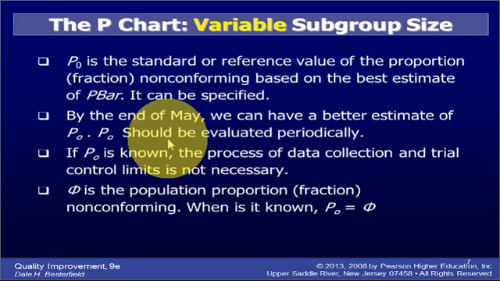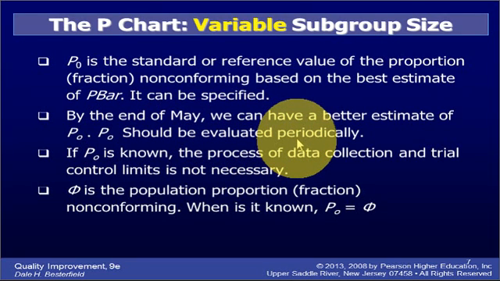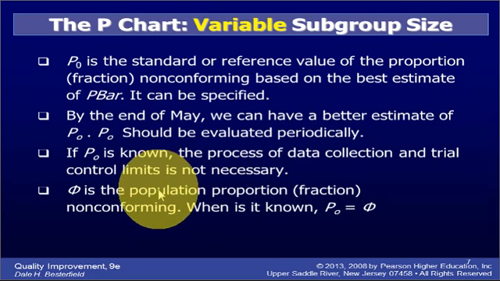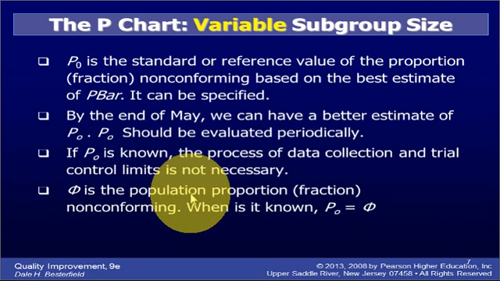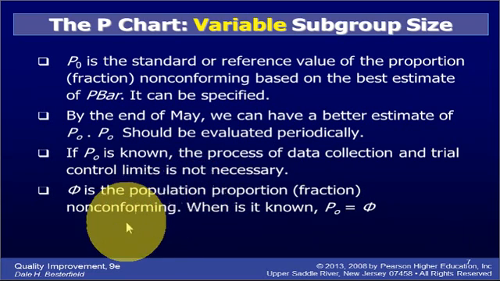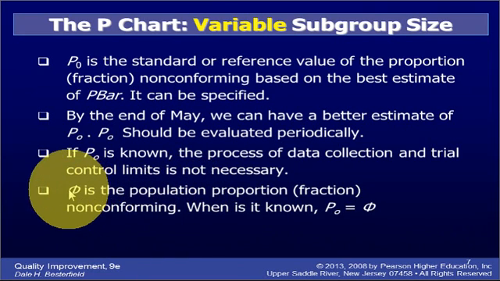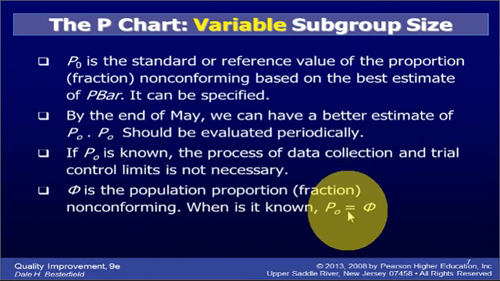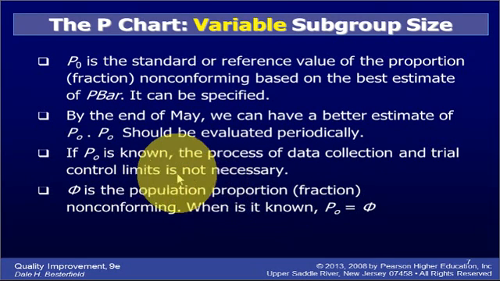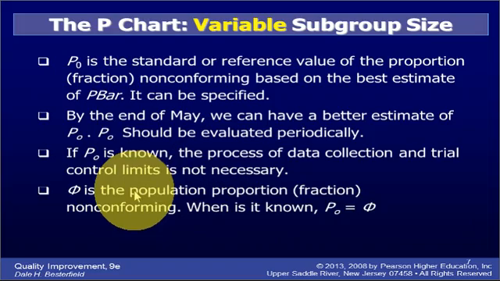So the p0 should be evaluated periodically as you have more and more data. And sometimes if you know this phi, the population proportion of non-conforming units, then when this phi is known, you can just set the p0 as the phi. But in most cases, we do not have complete knowledge of the population.